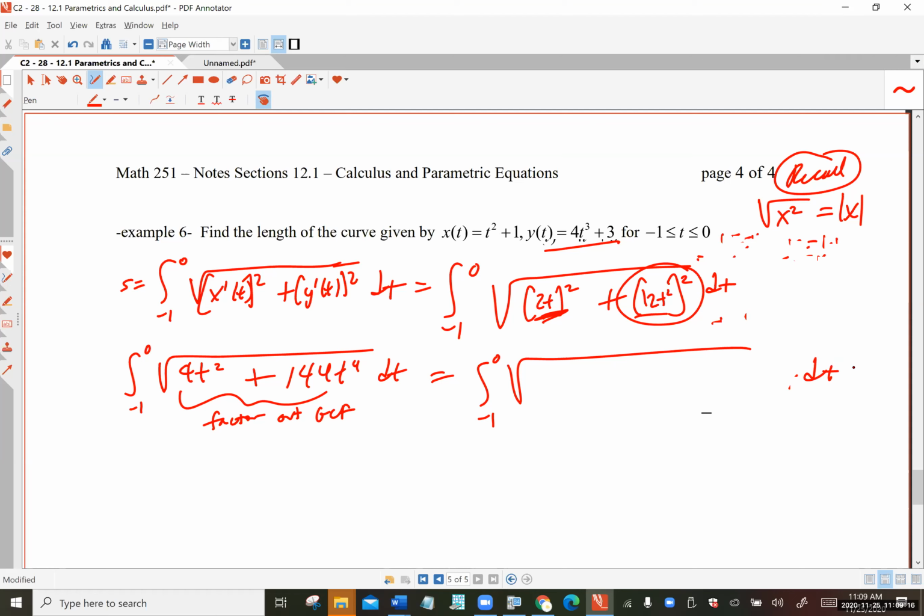4t squared. Yeah, I think 4t squared. And then what would my other factor be? It'd be 1 plus, you know, whip out the calculator. I think it's 36t squared, like that.